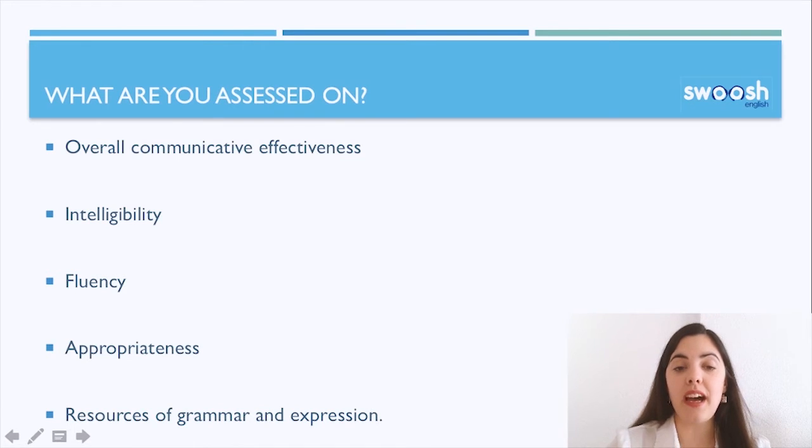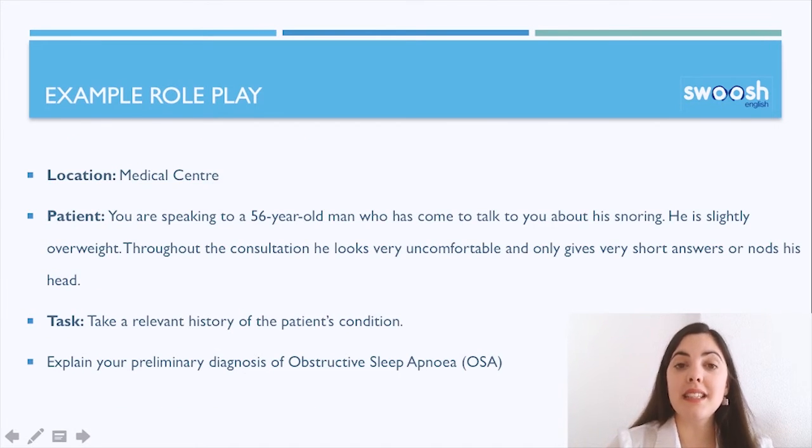Okay, so we will look in more detail at all of these 5, but do really look at the 5 things you are marked on, as it will make it easier for you to improve. So let's have a look at an example role play that you might be expected to do.